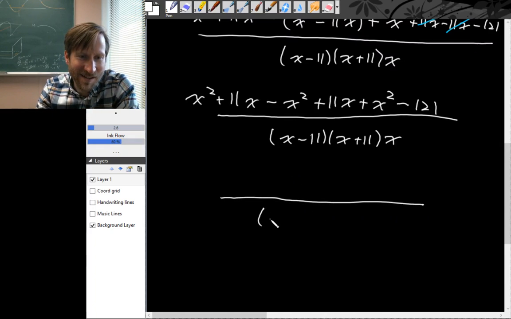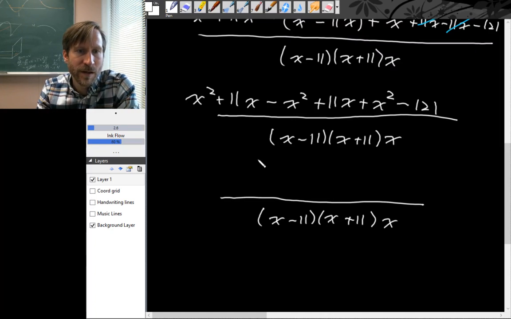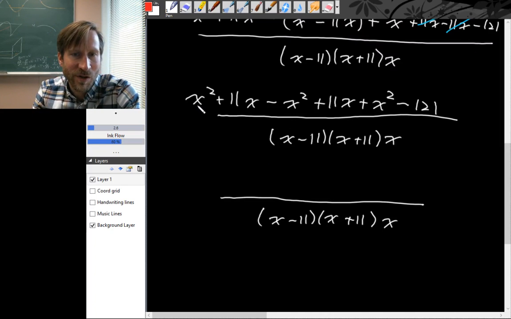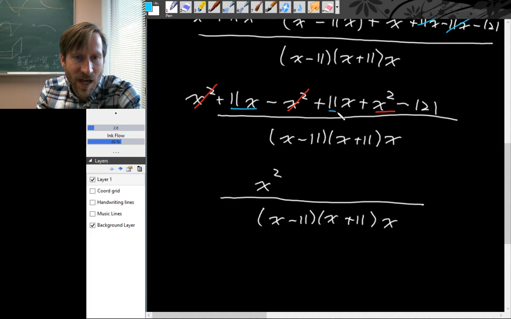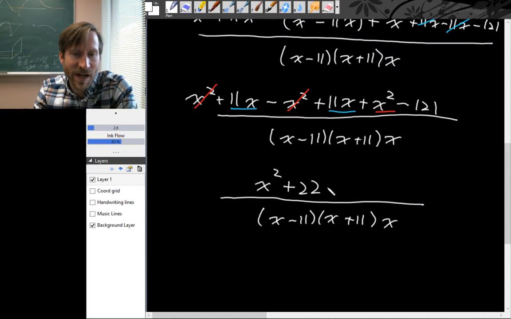Okay, now we can continue to combine like terms. Our denominator, as ever, is x minus 11 times x plus 11 times x. Now let's look for those x squared terms. Here's a plus x squared. There's a minus x squared. Those cancel. And then there's only one x squared term left, this one right here, so we have an x squared. Looking at our x terms, we have an 11x here and an 11x right there, so that's plus 22x. And then minus 121.